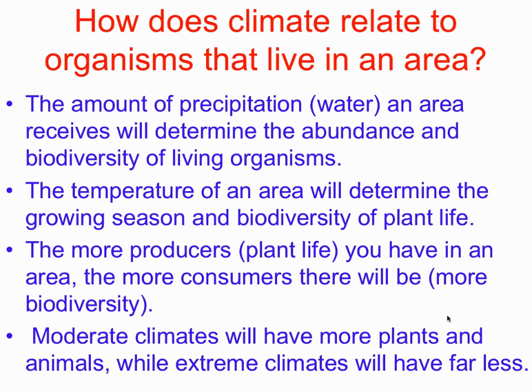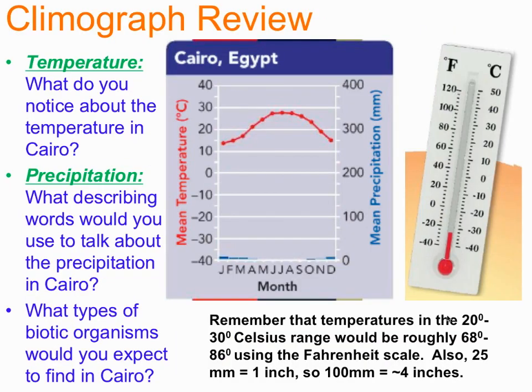So you'll have more biodiversity, a wide variety of plants and animals in an area. Moderate climates will have more plants and animals, while extreme climates will have far less. It's just difficult for plants and animals to live in areas where there are extreme climates. Let's look at our climograph here. We're going to review and remember what we learned about climographs earlier this year. Climographs have two main features that they're keeping track of: temperature and precipitation.